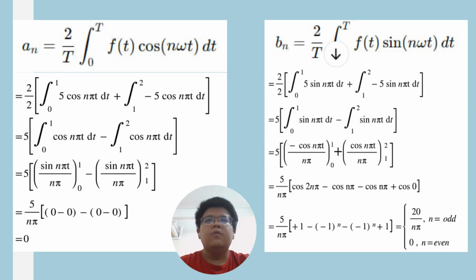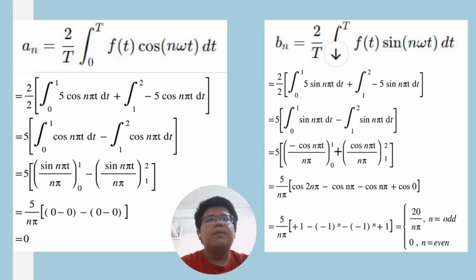Now we need to find the an and bn. The an formula is 2 over T, integrate from 0 to T, the function f(t) cos n omega t. For the omega, omega is equal to 2 pi over T, and our T is equal to 2, so the omega we get is equal to pi. Then we substitute into the formula, and we will get an equal to 0.